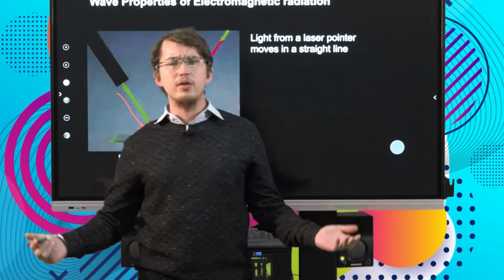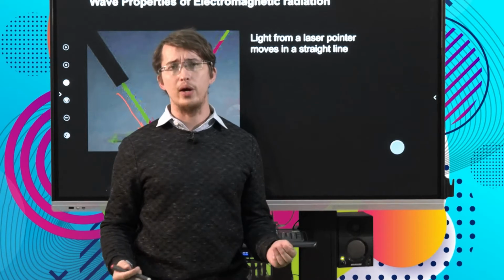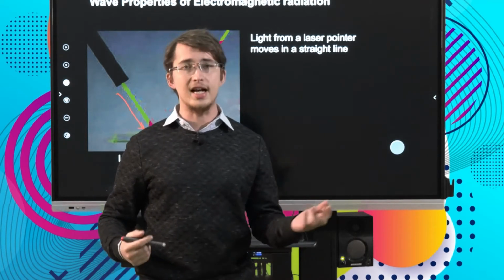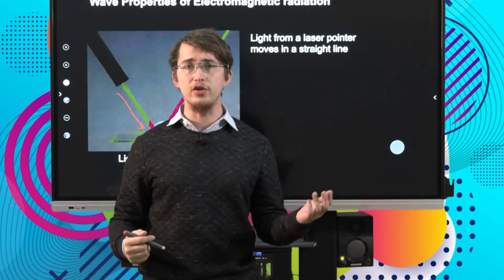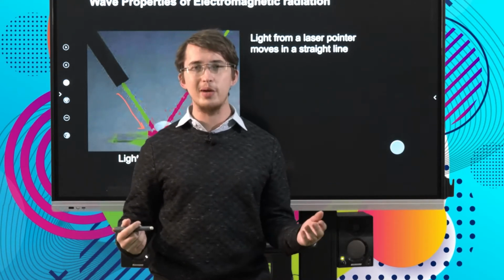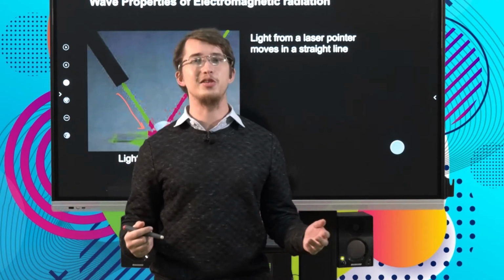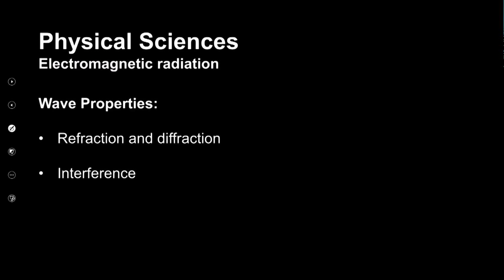What about some of the other properties that we looked at for waves? What about the more exciting and complicated ones like refraction and diffraction and interference? Do we see those in electromagnetic radiation? We absolutely do. So let's have a look. We do in fact see that electromagnetic radiation is able to refract and diffract, and that it is also able to undergo interference, both constructive and destructive.